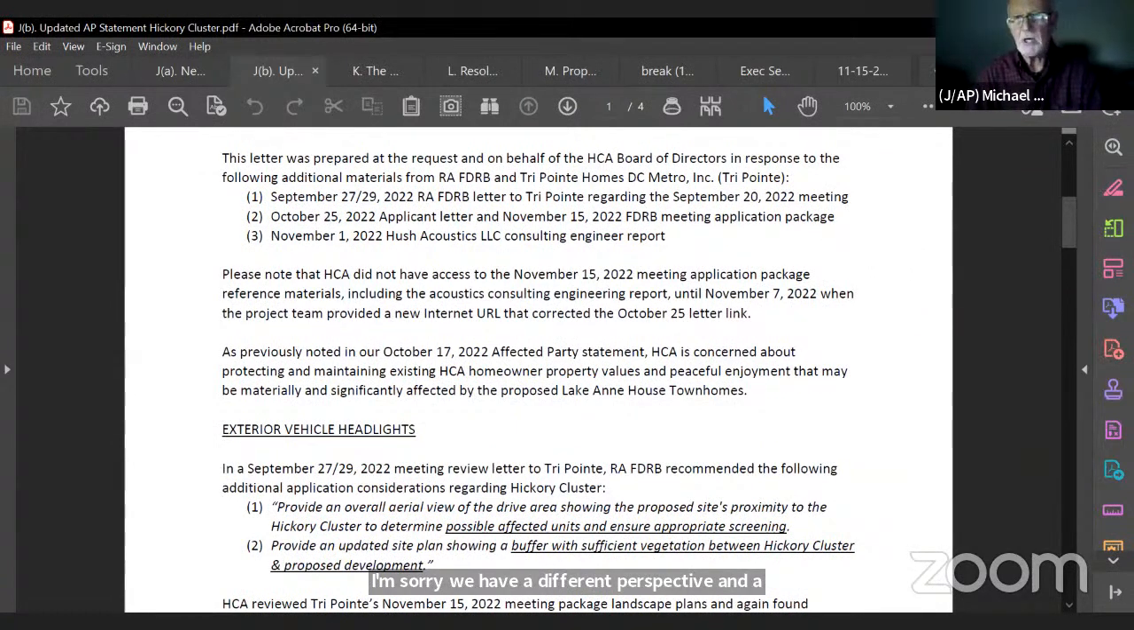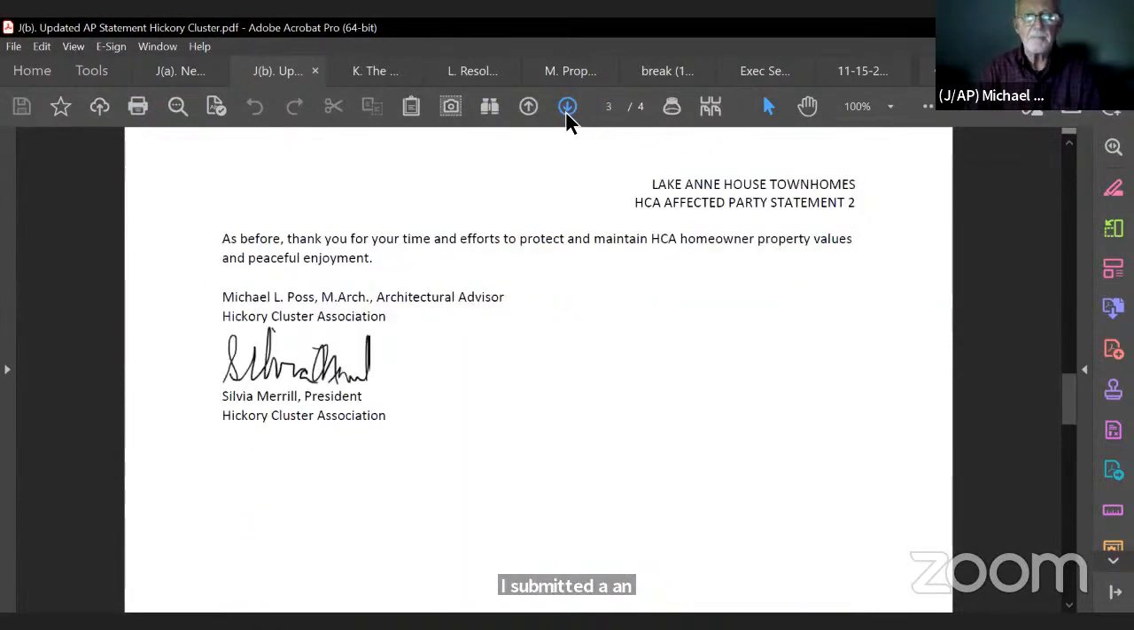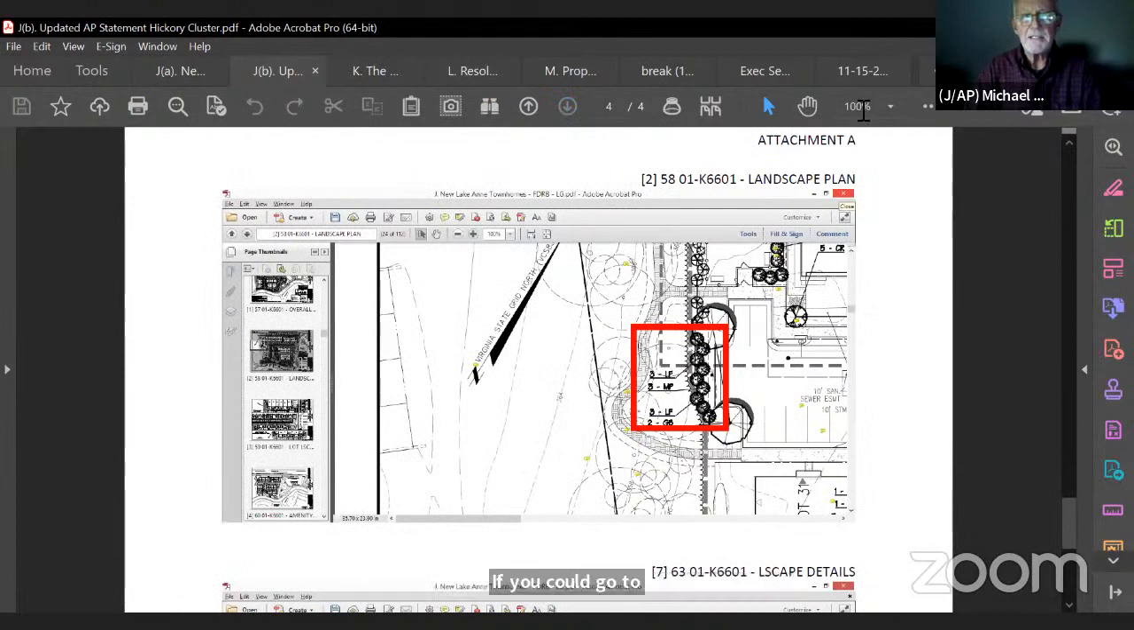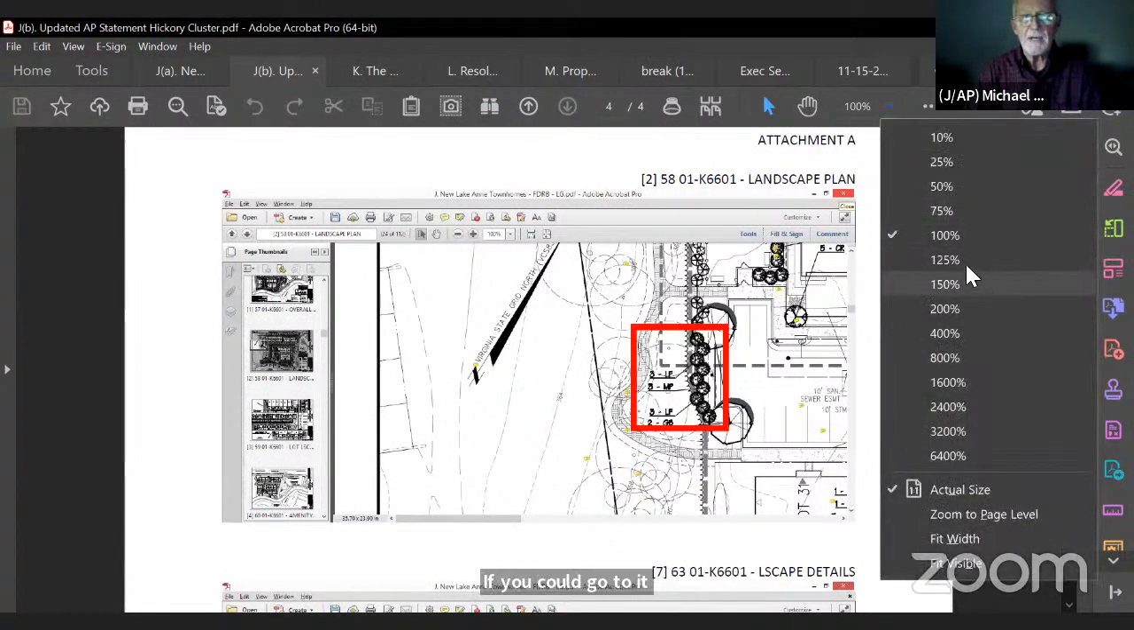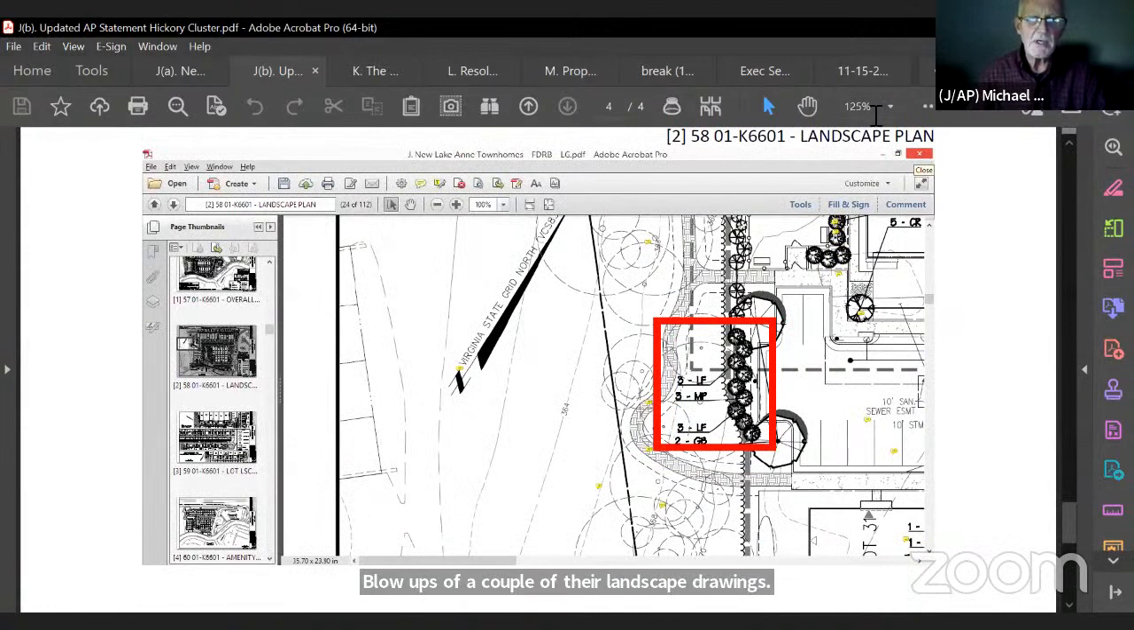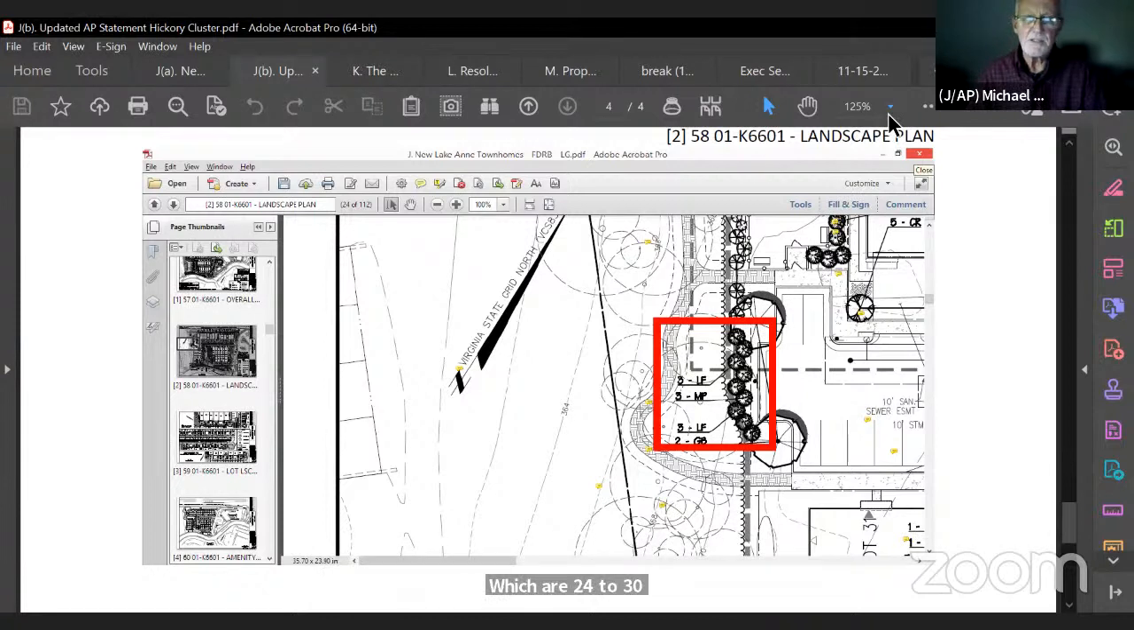For the vehicle headlights, we're really talking about the northwest corner dead end between lots 30 and 31. I submitted an attachment A at the end of that letter, if you could go to it. Blow-ups of a couple of their landscape drawings. The top one shows that you've got some drooping fetterbush and northern bayberry, which are 24 to 30 inches high. I'm sorry, but headlights are 24 to 54 inches high, depending on the size of the vehicle. So easy fix here, plant higher shrubs, please.